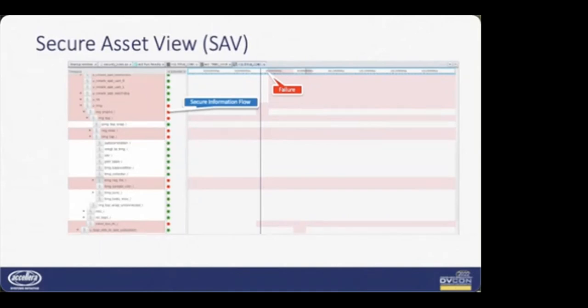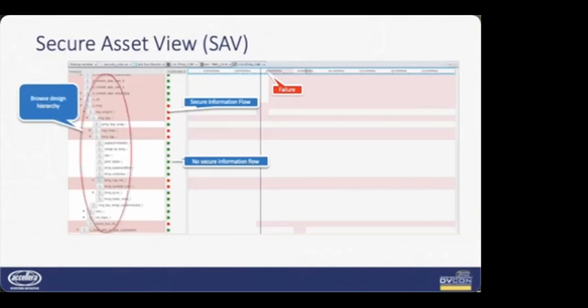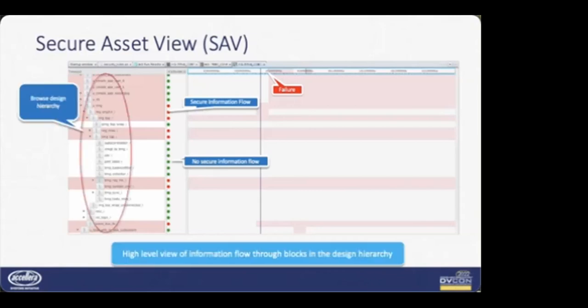The red dot here signifies that there was information flow, secure information flow, in the block at the blue cursor, while the green dot tells the user that there was no secure information in that hierarchy or that module of the design. The secure asset view gives a high-level view of information flow through the blocks in the design hierarchy. It can be used to understand where information flows in the design. It can also be used to explore and find out more about the flow of your secure asset in your design.